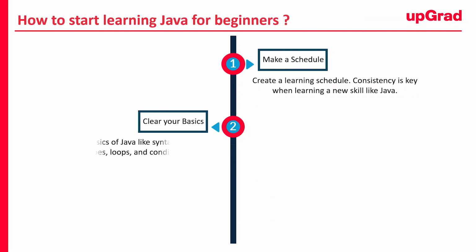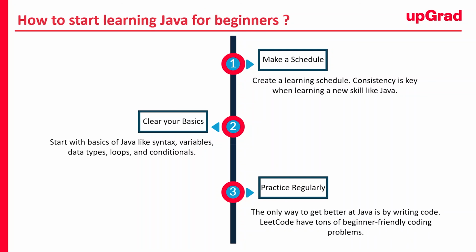Next up, it's important to clear your basics. Start with the fundamentals of Java like syntax, variables, data types, loops and conditionals. These are the building blocks of everything you'll do in Java. Take your time with these concepts as a strong foundation will make learning more advanced topics easier. Then, this can't be stressed enough. Practice regularly. The only way to get better at Java is by writing code. Start by solving simple problems and gradually move on to more complex challenges. Websites like LeetCode have tons of beginner-friendly coding problems you can try. Practicing will not only improve your coding skills, but also build your confidence.